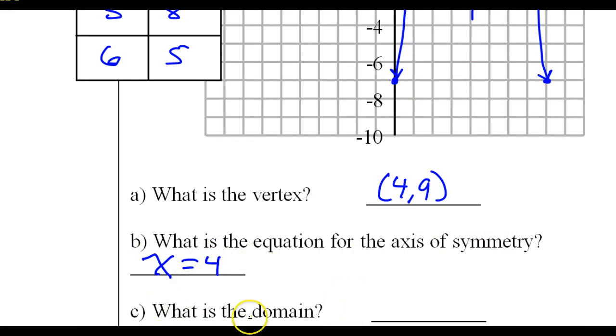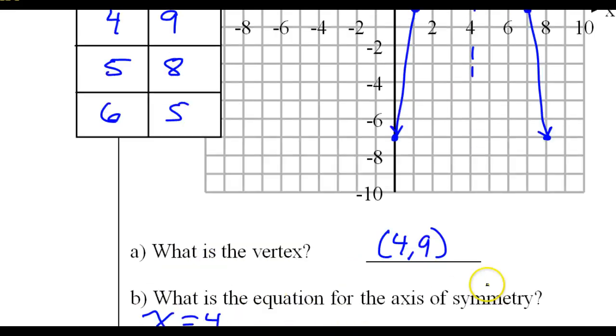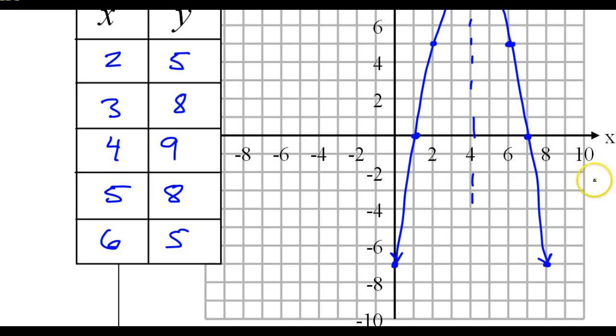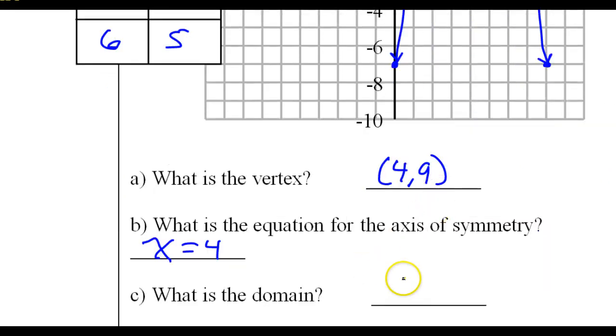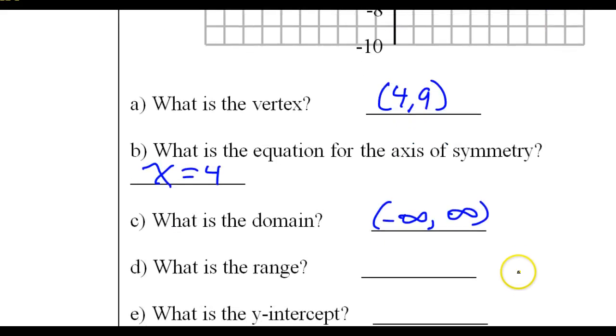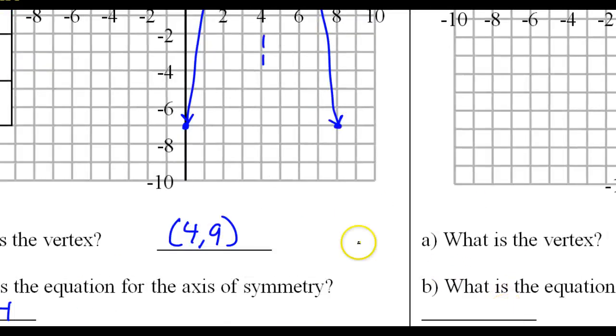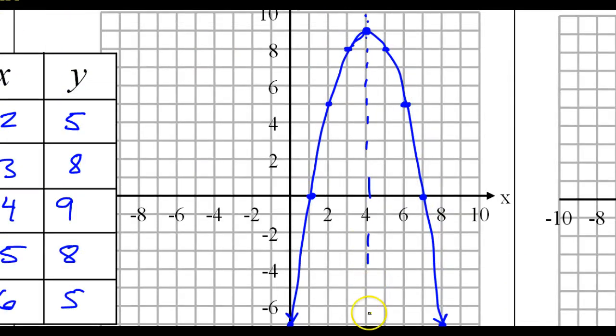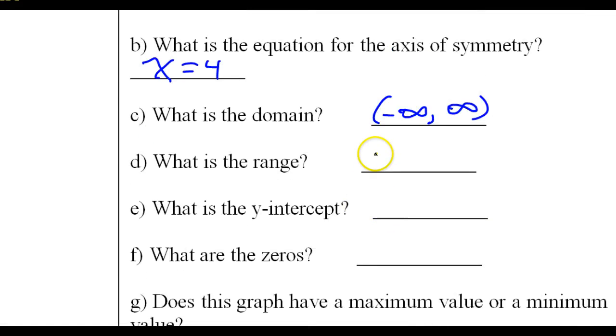What's the domain? Well, domain is x values. All right, this thing goes left forever and right forever. So that's why the domain is going to be negative infinity to positive infinity. What's the range? Well, the range is y values. From bottom to top, this thing goes down forever and up to 9. So that's negative infinity to 9. Okay, we'll use a nice bracket on the 9 because it does touch 9.